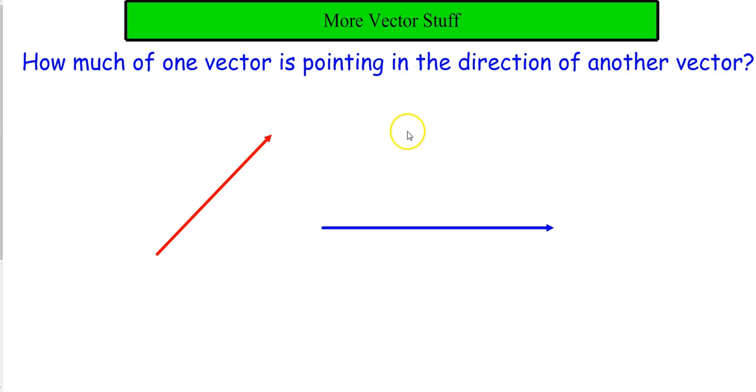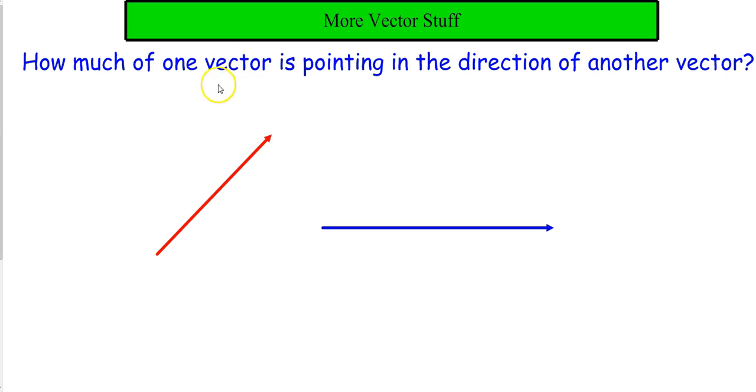Okay, guys, continuing our little lesson on vectors and some of the investigations that go on with vectors. We want to pose this question: how much of one vector is pointing in the direction of another? Down here I've listed two vectors, the red vector and the blue vector. The blue vector is intentionally drawn horizontally, so it's pointing only in the x direction. It has no y component.